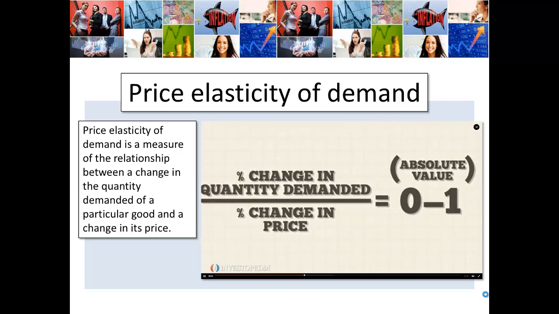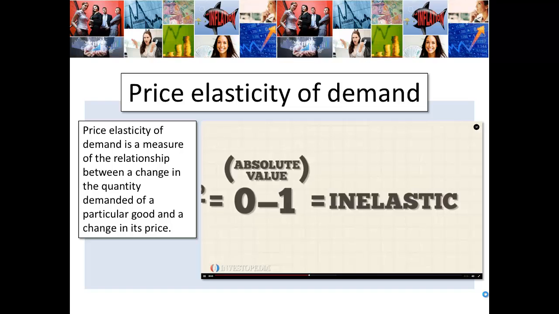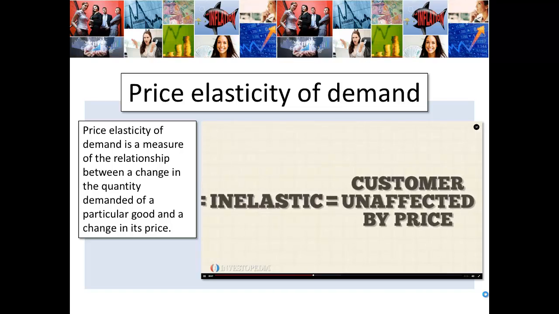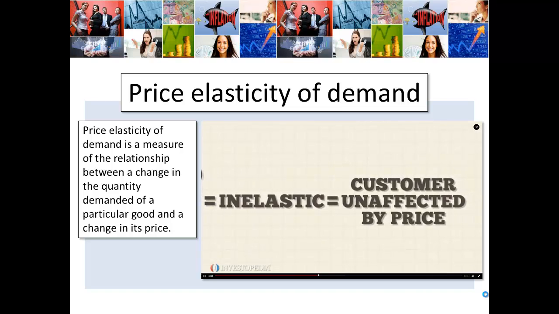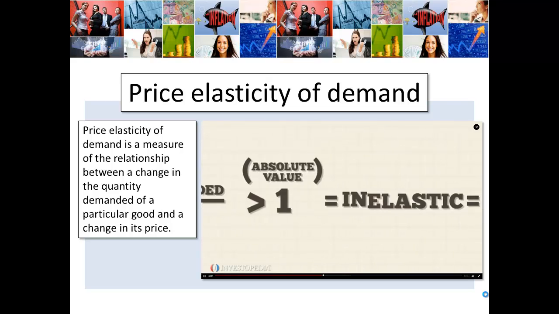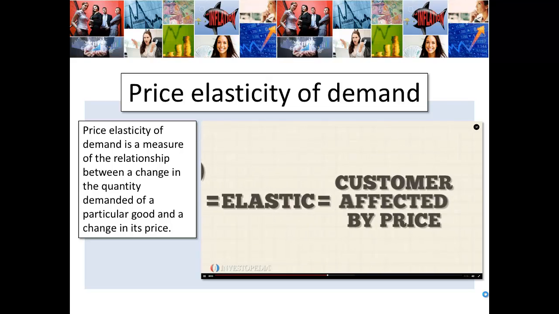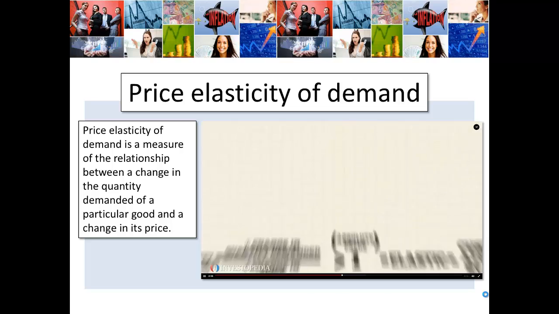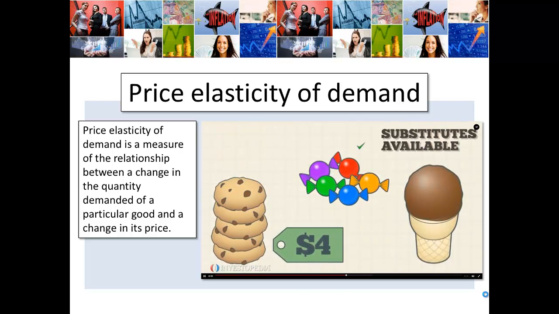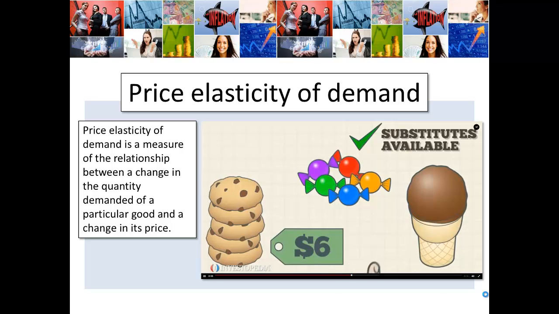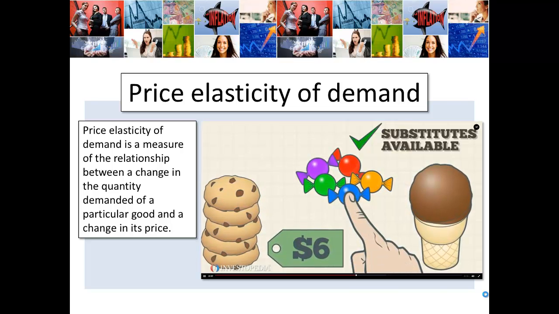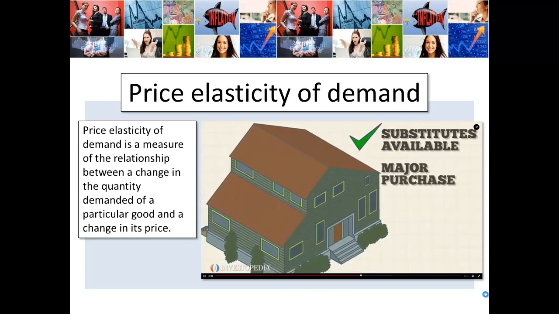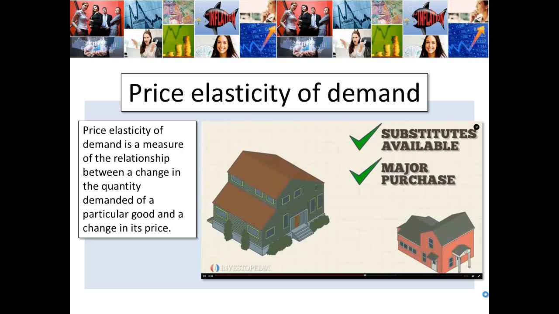A number between 0 and 1 indicates an inelastic good. In other words, the customer is relatively unaffected by the new price. Numbers above 1 indicate elastic demand, where shopping behavior changes significantly. Several factors can affect the price elasticity of products. For example, if substitute goods are readily available, the customer will immediately curtail purchases when the price rises. And if the good represents a major part of the buyer's total spending, he or she will be more likely to shop based on price.